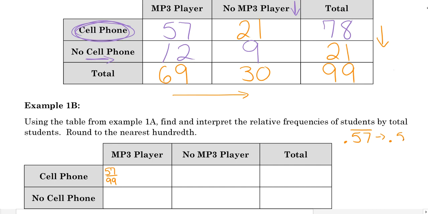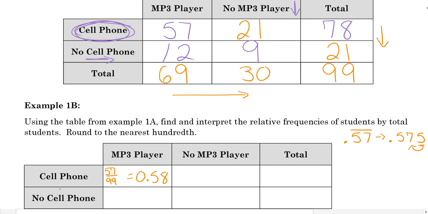Now, where you need to remember what this means is when we're coming to our rounding. So 0.57 repeating is 0.5757. So if I'm rounding to the nearest hundredth, I need to look at that third digit, and that's going to round my hundredths place up, so I get 0.58 as my decimal here.